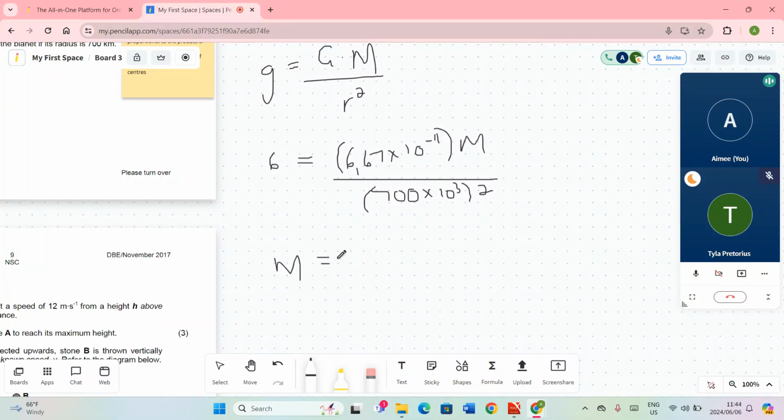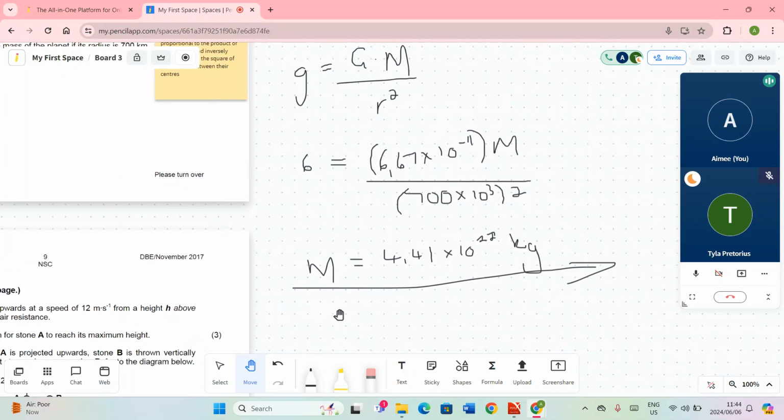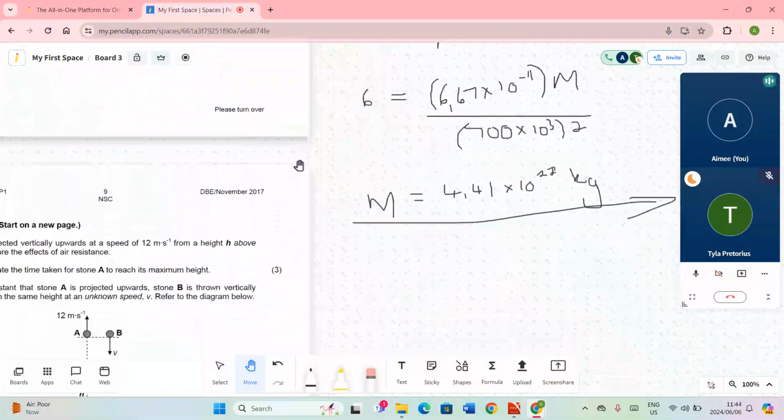And the answer that you get for mass is 4.41 times 10 to the power of 22 kilograms. And that's your answer. 4.41 times 10 to the 22 kilograms is your answer for 2.2.2.